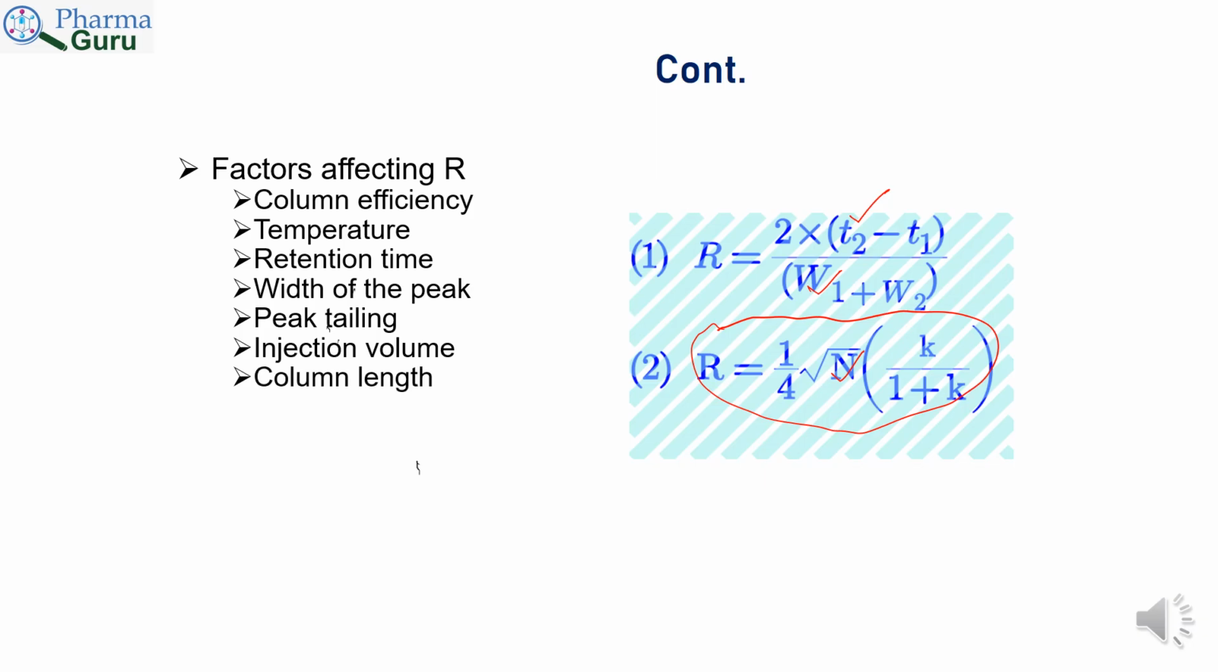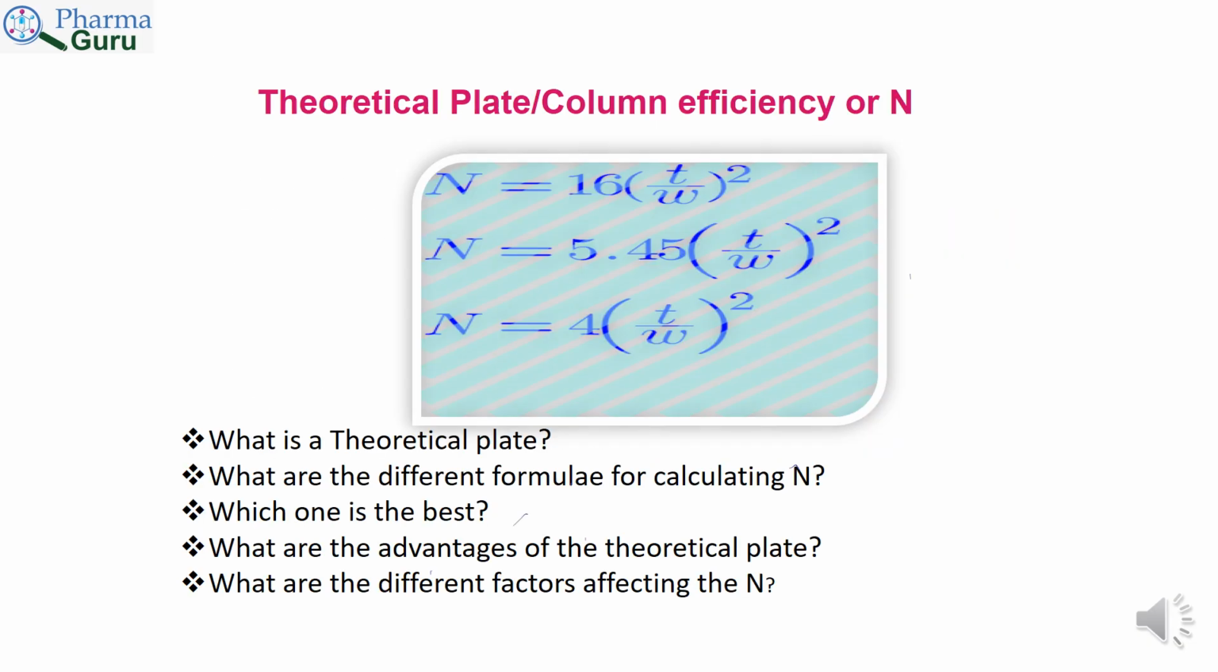Column length: on increasing column length, resolution is increased. Peak shape: when the peak is sharp, resolution will be better. Film thickness of the stationary phase: the higher the film thickness, the lesser the resolution.